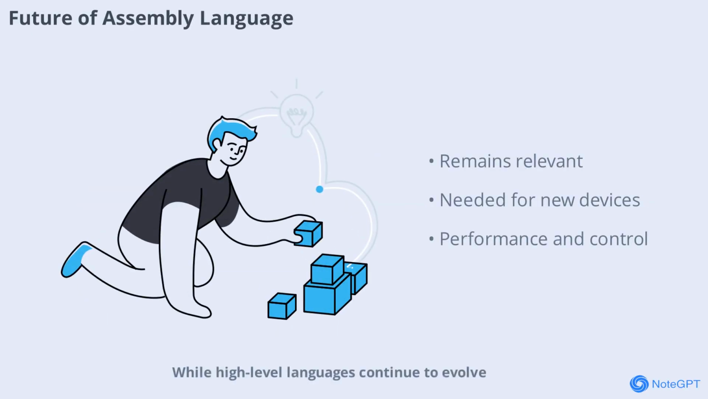While high-level languages continue to evolve, assembly language remains relevant for specialized applications. As technology advances, new processor architectures and devices will continue to require low-level programming expertise. Assembly language will always have a place in the world of computing, especially where performance and control are paramount.